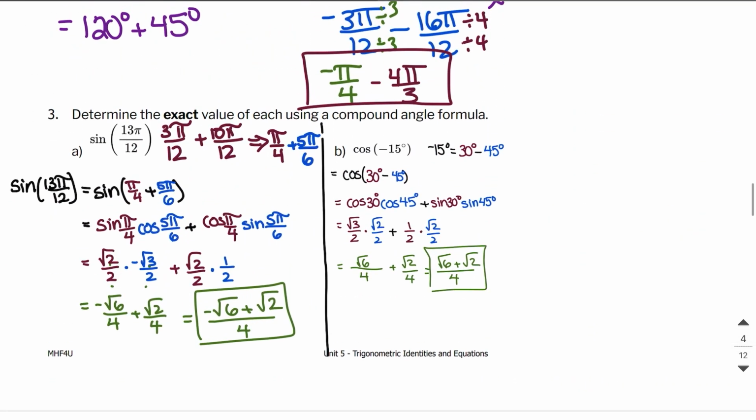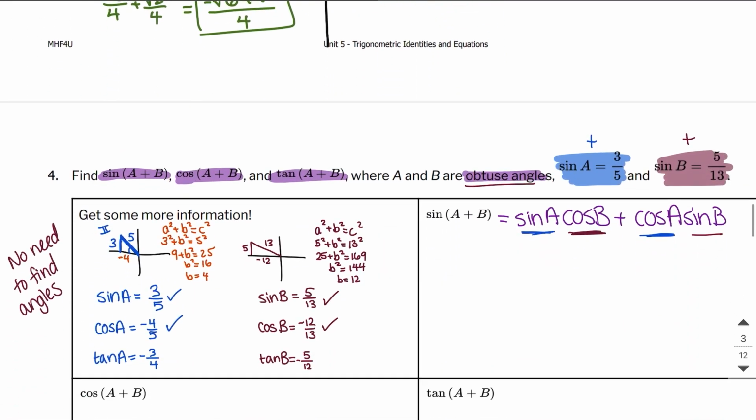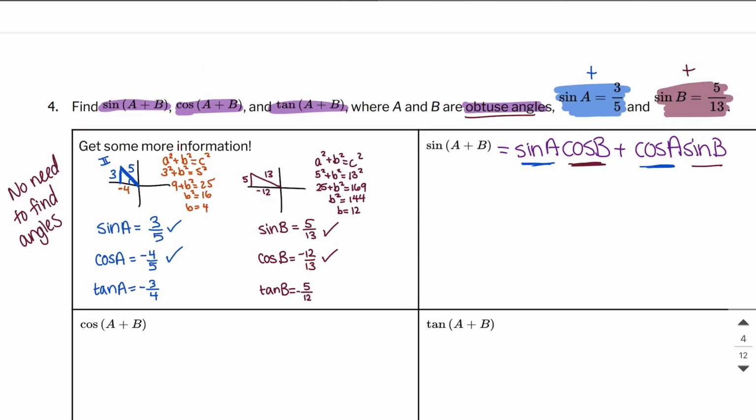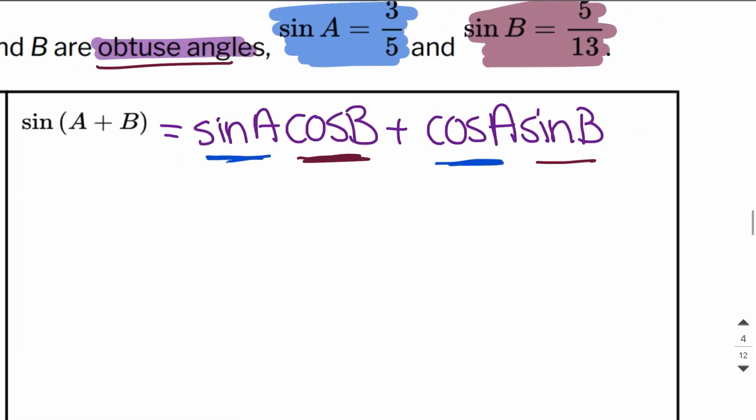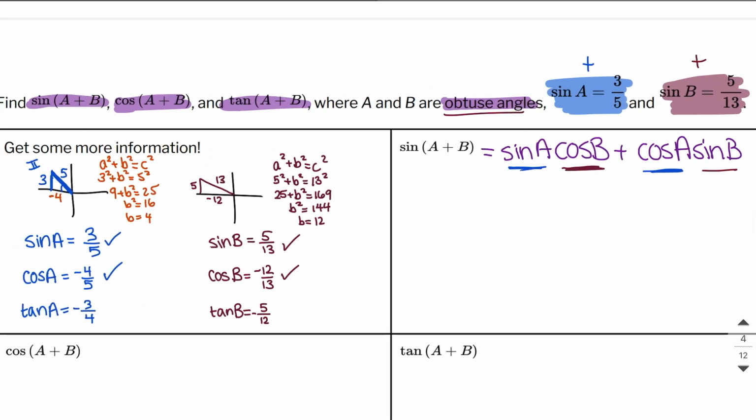So all of that information is given to us without actually knowing the angle. So it's a little bit different than these two examples here because we actually had to figure out what they were based on a specific angle that was given to us. Now we're given a ratio and we use that ratio to find the other sides of our triangle without even needing to find the angle at all. So now all I have to do is just fill in that information right here. So here I can just say sine of A is 3/5 and I'm going to multiply that by the cosine of B, which is negative 12 over 13.